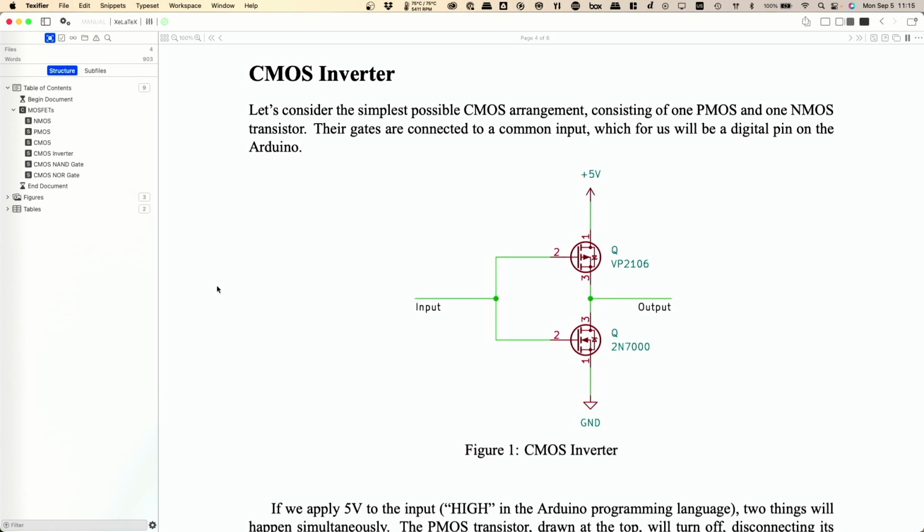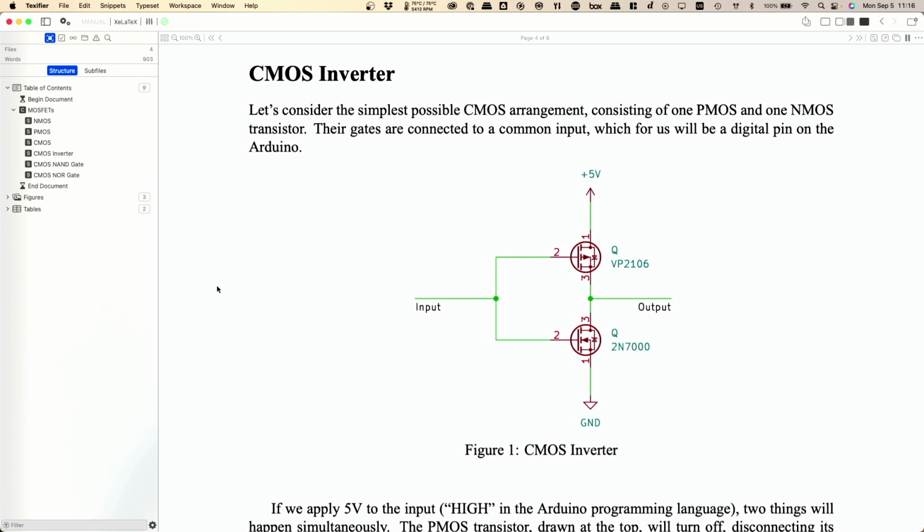Now on the flip side, let's suppose that the input is low or off. If the input is off, what happens to the NMOS transistor? It's off. But what's the PMOS? And so now the output is connected to plus 5 volts, which is high or on. You see how it does the exact opposite of the input? Or at least that's how it should work. So let me demonstrate this.